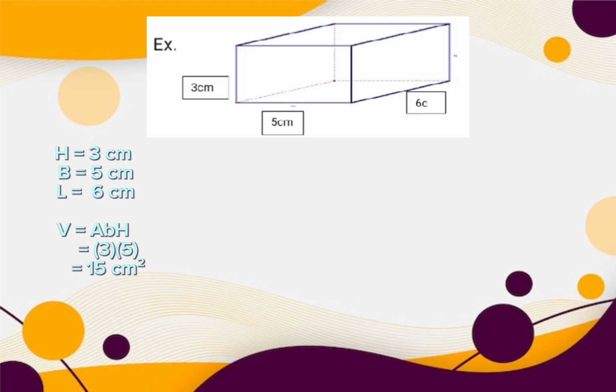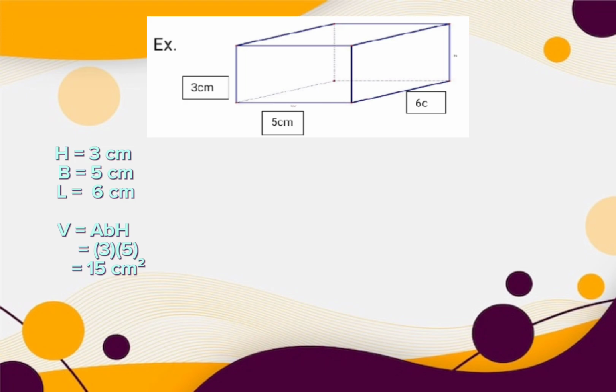So next is this problem. First, our height is 3 cm. The B, which is the area of the base, is 5 cm. And the length is 6 cm. So we're going to find the volume. V is equal to ABH. So our height is 3, then the area of the base is 5. So we're going to multiply in order to get the answer. The answer is 15 cm.